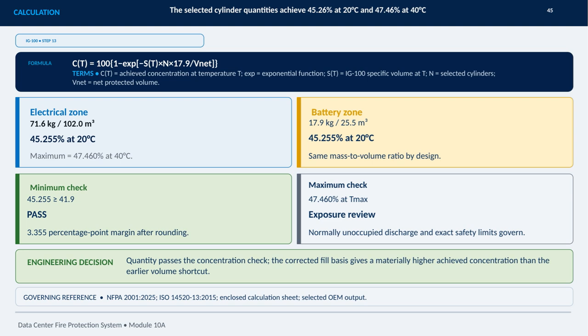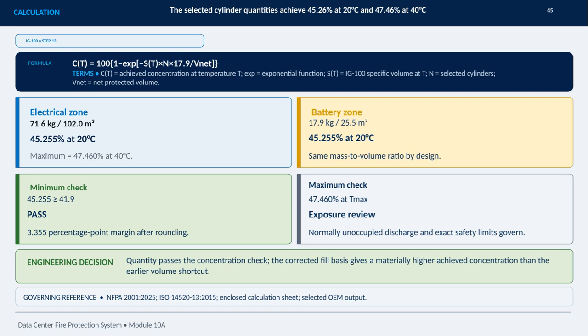The battery zone uses 17.9 kilograms for 25.5 cubic meters, which intentionally preserves the same mass-to-volume ratio and therefore the same concentration result. At the maximum temperature considered, the electrical zone concentration rises to 47.460%. The key compliance check is the minimum concentration. 45.255% is greater than or equal to the required 41.9%, giving a 3.355 percentage point margin after rounding. That check passes. The maximum condition still requires an exposure review, because normally unoccupied discharge assumptions and the applicable safety limits govern.